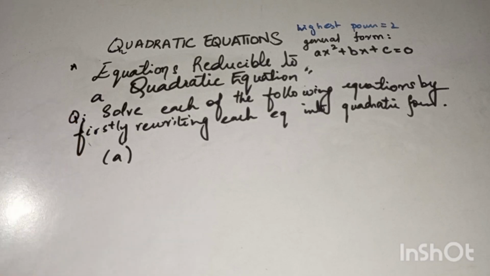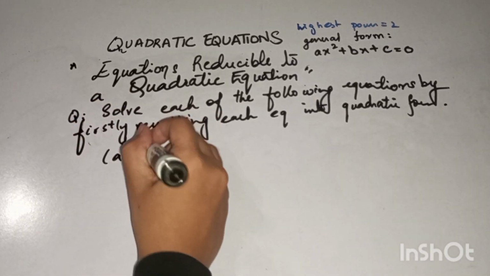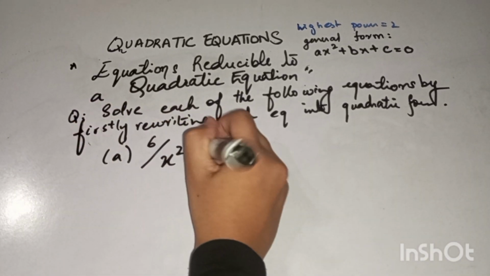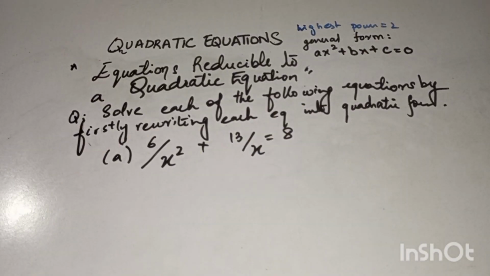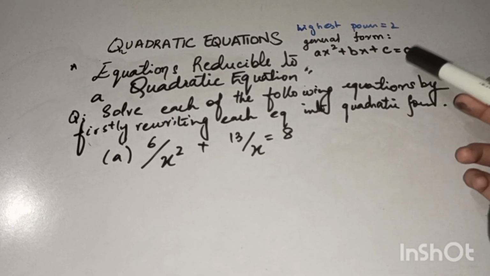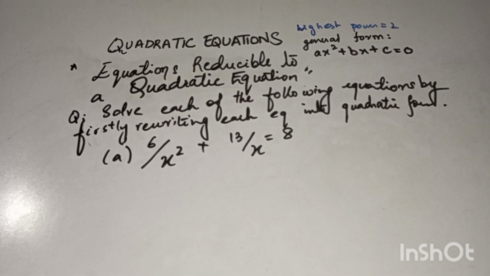Let me just see the question. Here it is: 6 upon x square plus 13 over x equals 8. So this is the equation that you have. You have to solve it and find x. How will you do that? There can be two ways of solving this question. The first way is very simple. You want to convert this equation into this form, the general form of a quadratic equation.